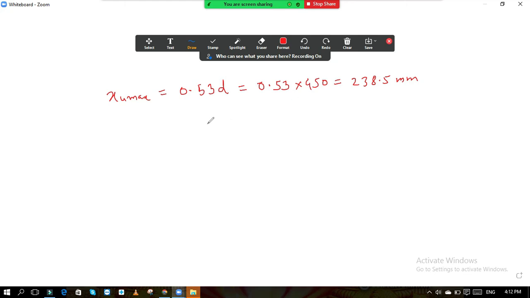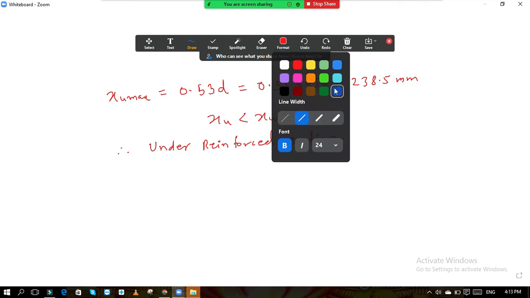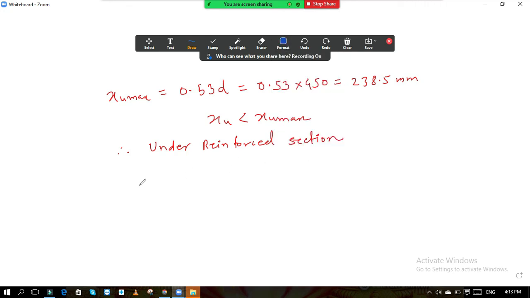So who is greater, who is less? So here Xu is less than Xu max. So therefore, this is an under reinforced section. Okay. So now calculate the value of Mu.